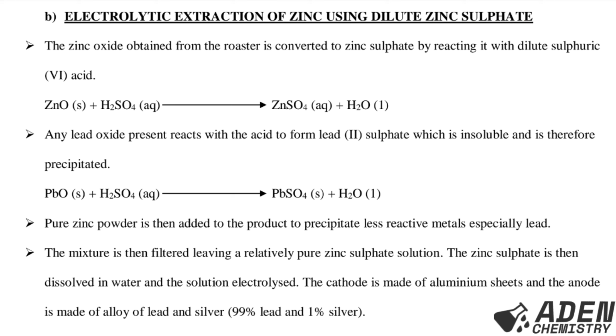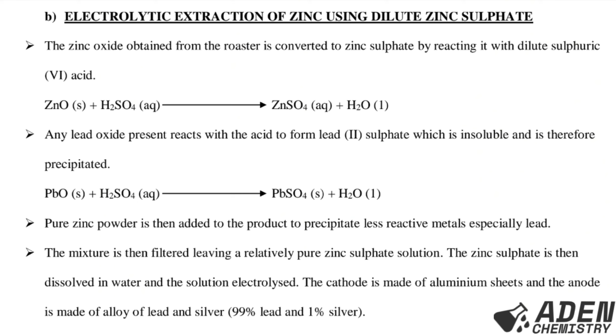And we're saying the zinc oxide obtained from the roaster is converted to zinc sulfate by reacting it with dilute sulfuric acid. And the equation for this reaction will be zinc oxide solid reacting with dilute sulfuric acid, giving us zinc sulfate solution and also water. And I said any lead 2 oxide present reacts with the acid to form lead 2 sulfate, which is insoluble and it is therefore precipitated. So here we're saying the equation for that reaction will be lead 2 oxide solid reacting with dilute sulfuric acid, giving us insoluble lead 2 sulfate and also water.